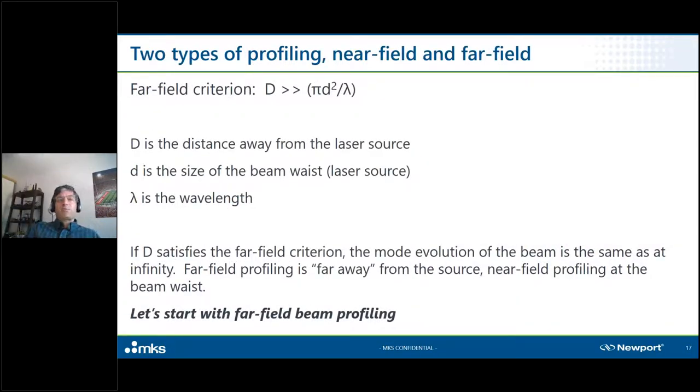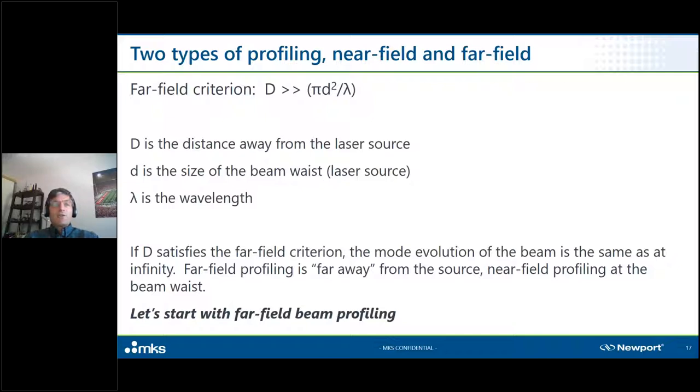So I'm going to go through two types of profiling, near field and far field. The far field criterion is when you're a distance away that's much larger than the size of the beam waist, or effectively the size of the laser source squared, divided by the wavelength. And for a lot of these divergent sources like a VCSEL, where the dimension of the beam is fairly small, you don't have to be very far away. For say a 10 micron VCSEL, d being 10 microns, if you square 10 microns, that's 100 microns. And the typical wavelengths, we'll just round to around a micron.